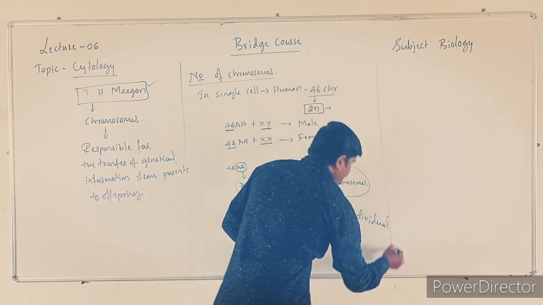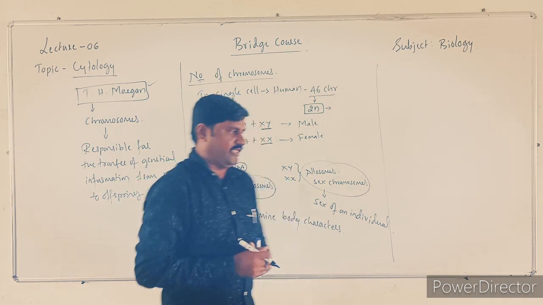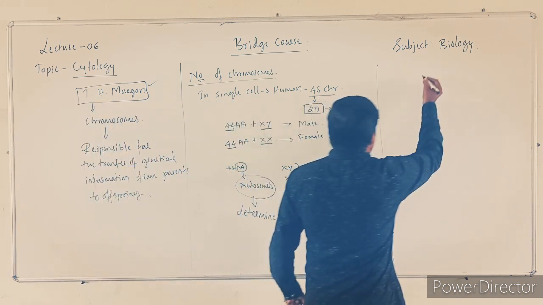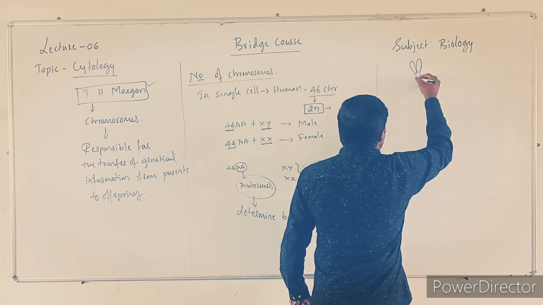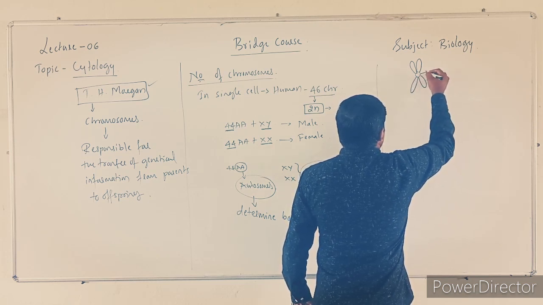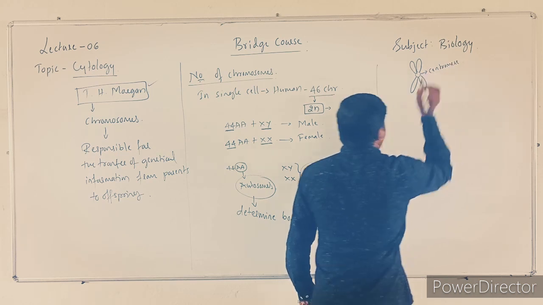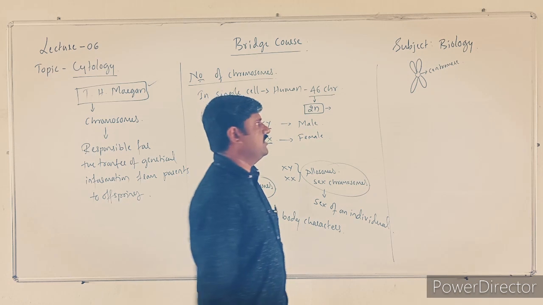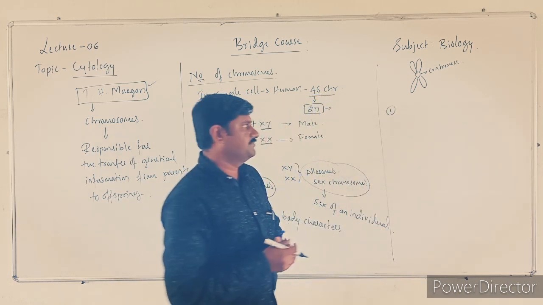And apart from this, we also classify chromosomes based on the centromere. When we study the structure of a chromosome, we come across the centromere here in the structure. Based on the position of the centromere, there are four types of chromosomes that we come across. You will study them in PUC 1, right?